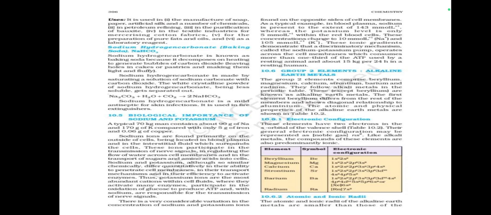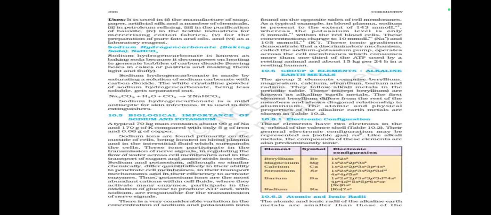Electronic configuration. These elements have two electrons in the s orbital of the valence shell. Their general electronic configuration may be represented as noble gas ns2. Like alkali metals, the compounds of these elements are also predominantly ionic.